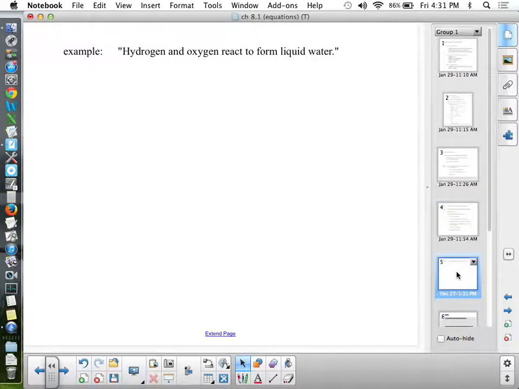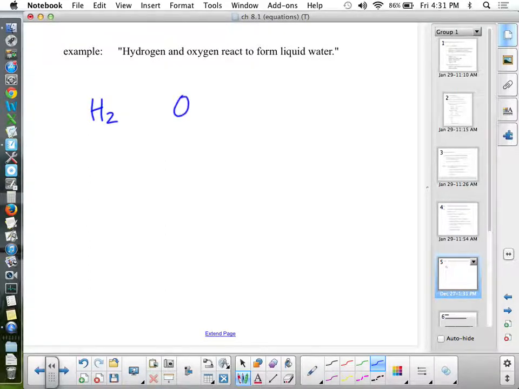So let's go through this example. Hydrogen and oxygen react to form liquid water. Step number 1, write the correct formulas of the reactants and products. Hydrogen we know is diatomic. Oxygen is also diatomic. They react to form water, H2O. I'll add my physical states. Hydrogen and oxygen are gases. Water is a liquid. So I've got all reactants and products, I've got correct formulas, and I've got correct physical states. The last step is to balance it.